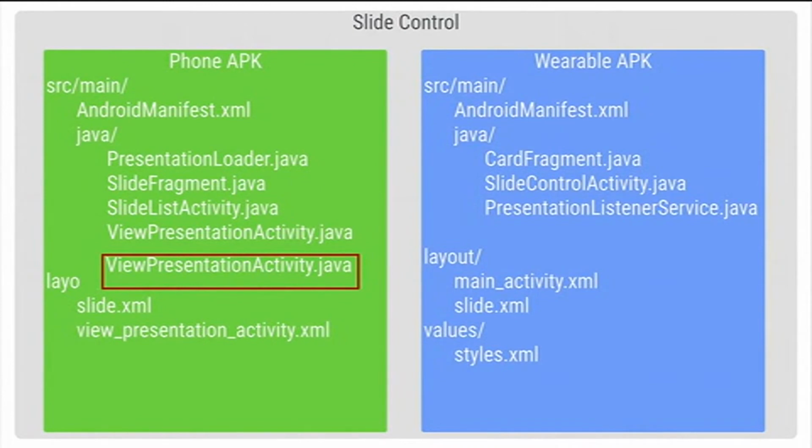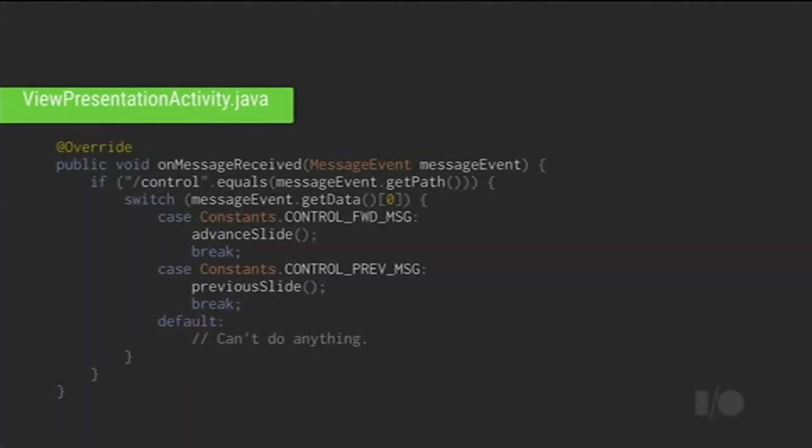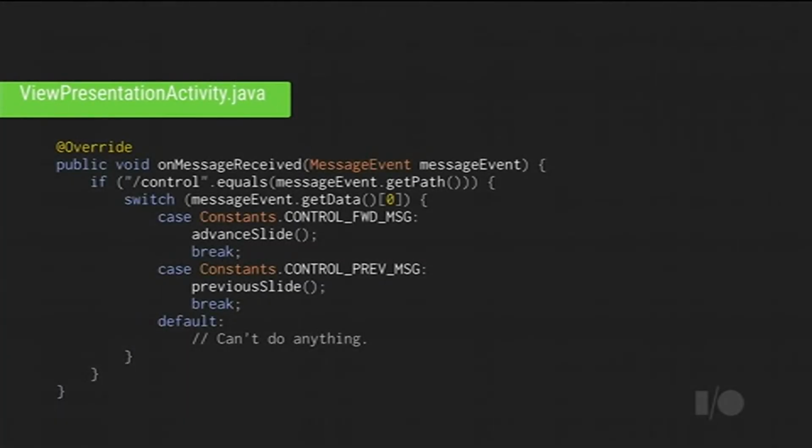Over on the phone side, we make the view presentation activity also implement a message listener interface. That means it's going to implement this on message received. So if it is a control message, we just take that first byte and decide whether we're going to advance the slide or go to the previous slide. When that happens, we update the view pager. We just call set current item on the view pager.